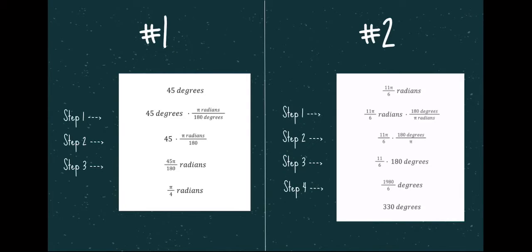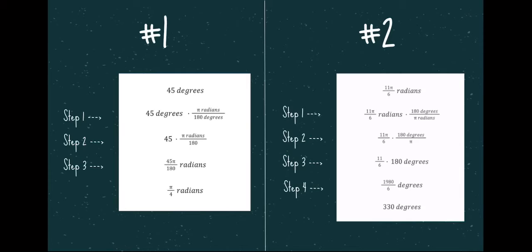Problem number 2 suggests that you convert 11 pi over 6 radians into degrees. To do that, you know that if you multiply that by degrees over radians, the radians would then cancel out and leave you with a degree. So what you have to do is multiply 11 pi over 6 radians by 180 degrees over pi radians.